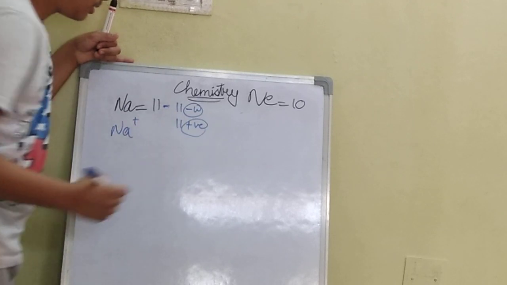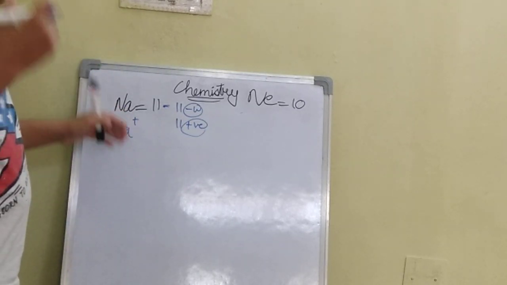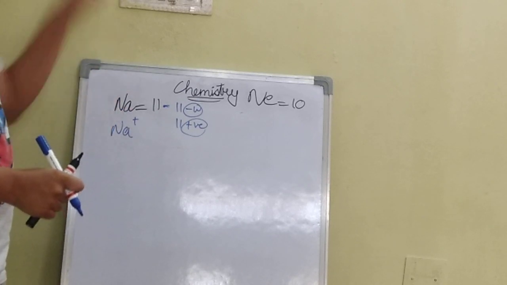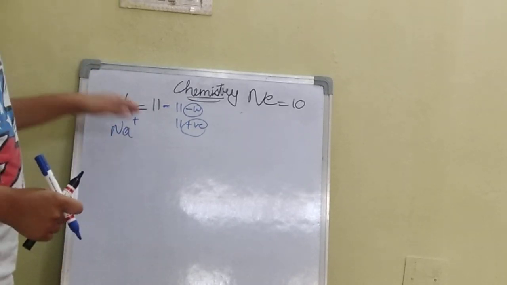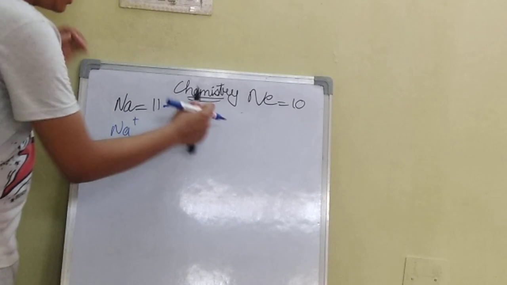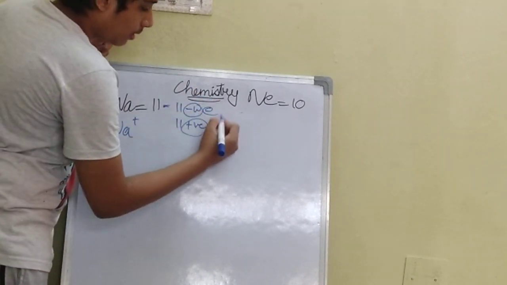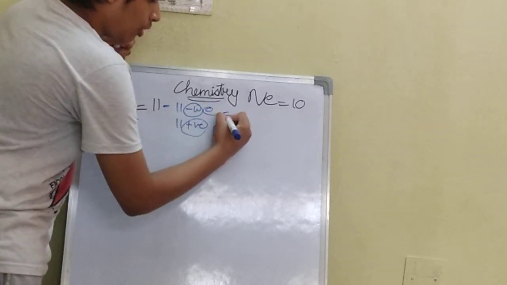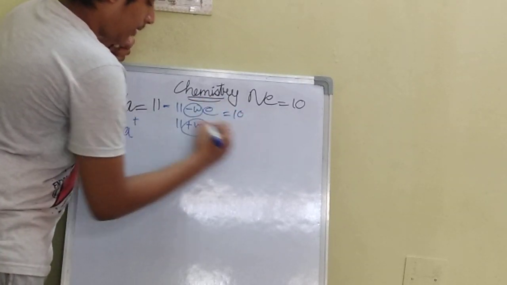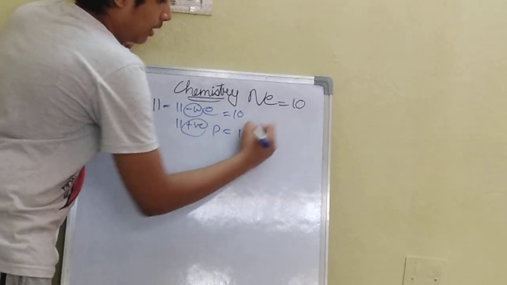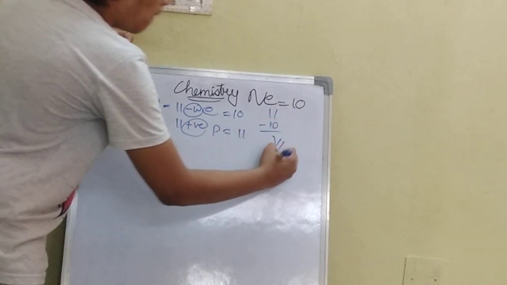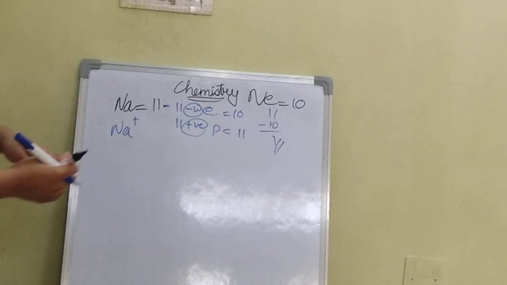See, cations are formed due to the loss of electron. Here plus comes in cations, which means sodium lost one electron. Here it lost one electron, so how much will it be? 10 electrons. Here how much will be? 11 protons. 11 minus 10 will be 1. Here 1 came, no? Like that.